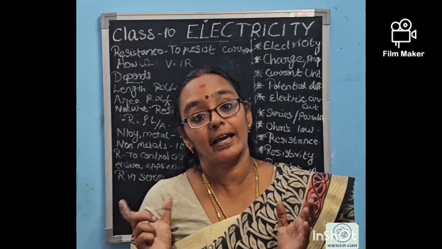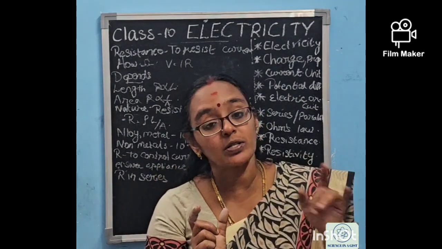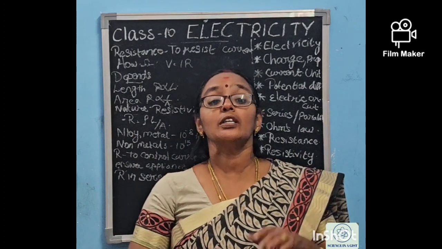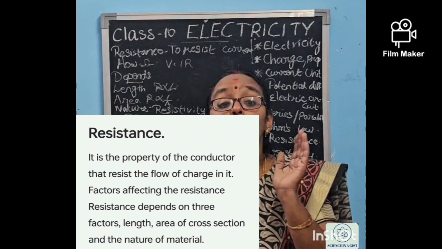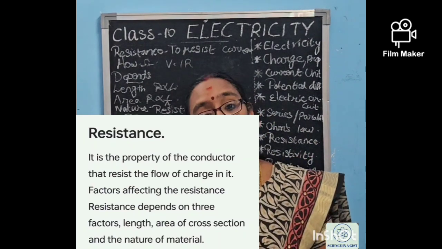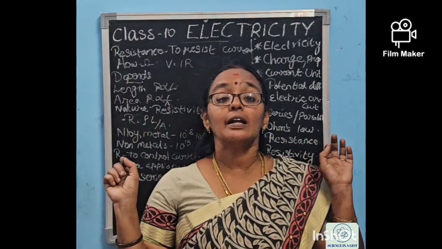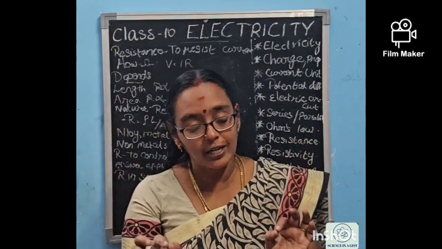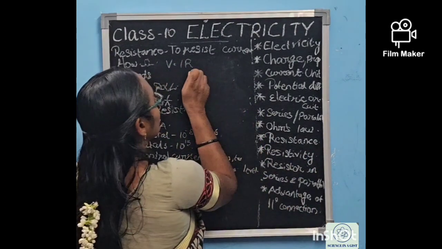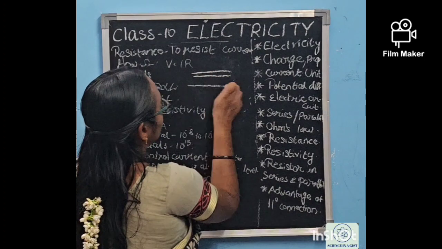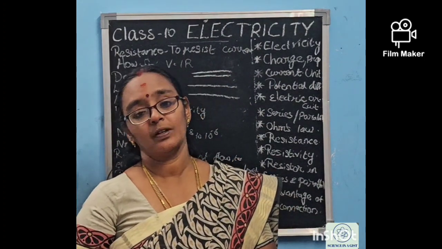But normally we talk about conductors because only in conductors the electrons are free to move, isn't it? So the property of the conductor to resist the flow of charged particles or to resist the flow of current is called the resistance. So if a conducting substance is there, resistance will surely be felt. What things does the resistance depend on? The resistance depends on the length of the substance and also the area of cross section.